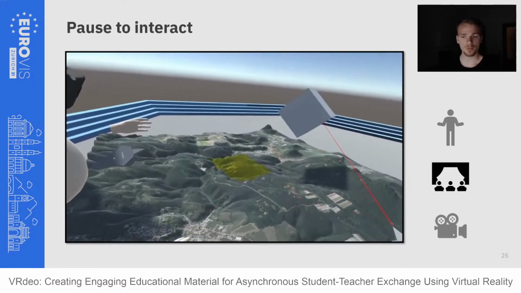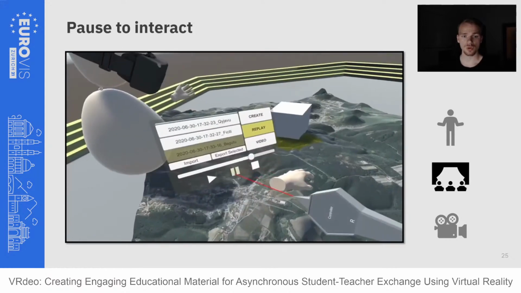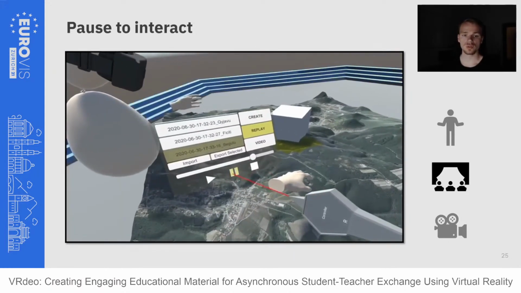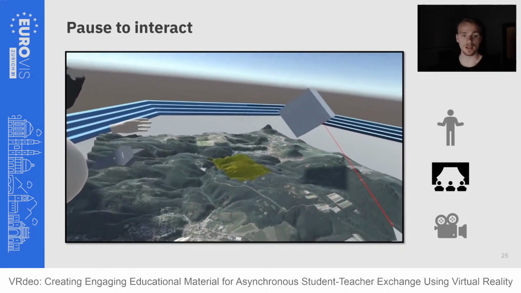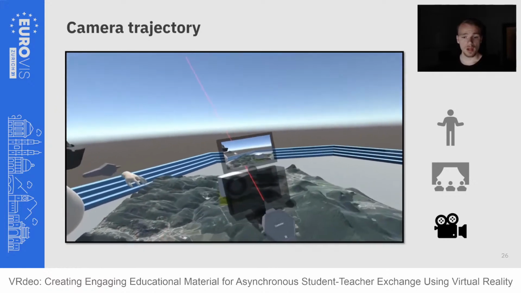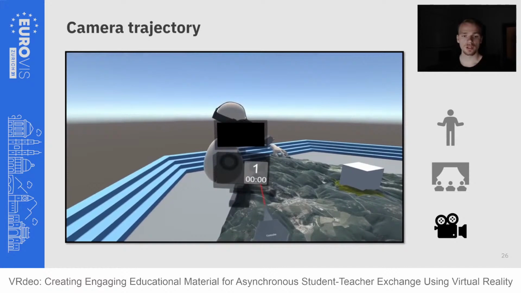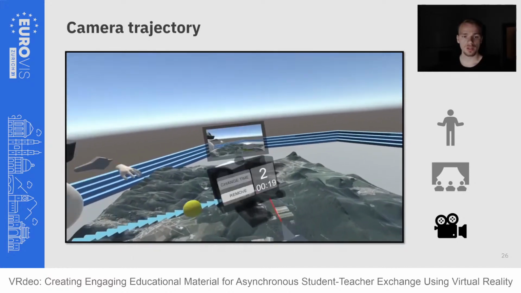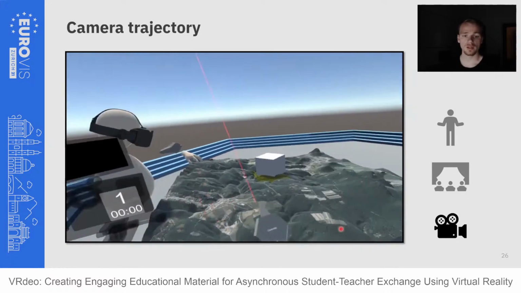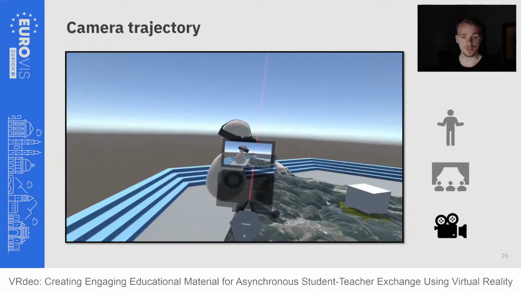The observer can pause the story to interact with the scene and to explore the data. As the camera operator, you can enter the video mode and you can create the trajectory. You can see the preview of the keyframes above the keyframes itself.